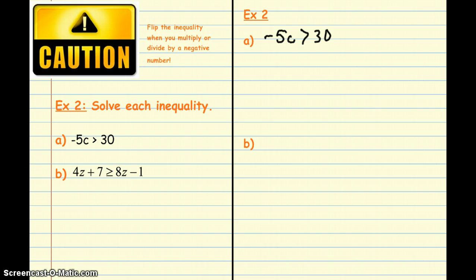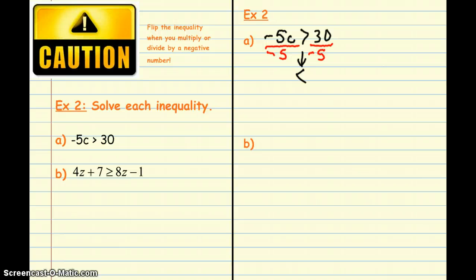And so when we see a number next to a variable, it means to multiply. So to undo that multiplication, we're going to divide. And again, because we have this negative number here, we actually need to flip that inequality. So I'm going to do that right now and bring it down. Instead of it being a greater than symbol, I need it to be a less than symbol.